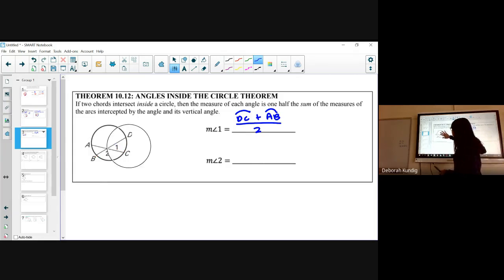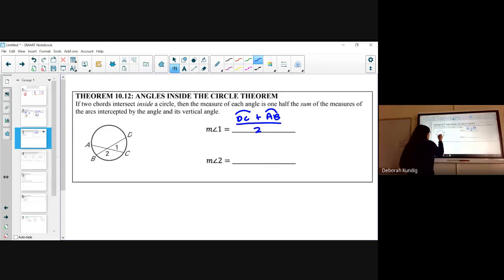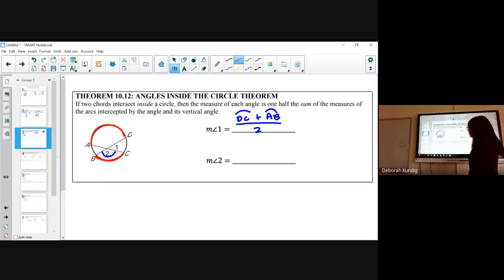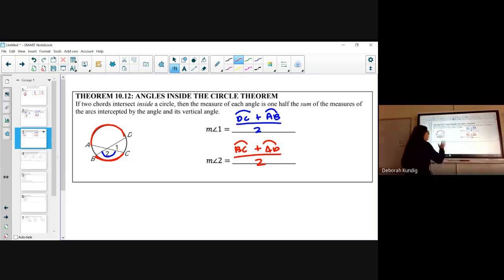Same thing with angle 2. So angle 2 is right here. That means I can take the measure of arc BC and its vertical angle's corresponding arc, and then find the average of those 2 arcs, and that would give me the angle. So for this one, it would be arc BC plus arc AD divided by 2. Okay.